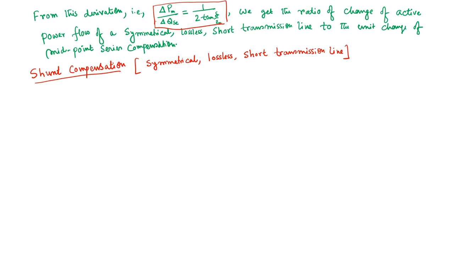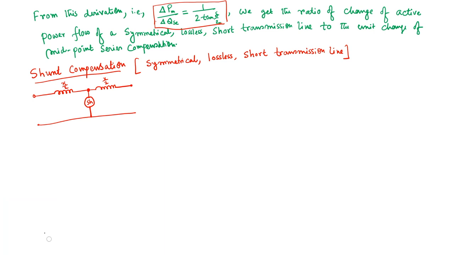Now, let us draw the circuit diagram for the shunt compensation at the midpoint of a symmetrical lossless short transmission line model. Okay. So this will be something like that. We have this line reactance up to this midpoint, and this is the line reactance from the midpoint to the receiving end. Okay. So, this is the model of the short transmission line, and here itself we have a shunt compensator. Here only we will have a shunt compensator.